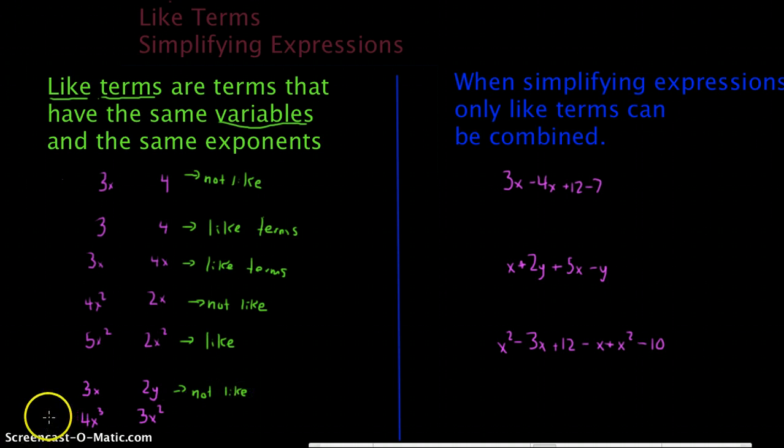Okay, same idea here, right? It might be tempting if I were adding these to add up my 3 and my 2 and get a 5. But I really can't do that, right? So if I go to combine them, I'm not allowed to do that. Those are not like terms.